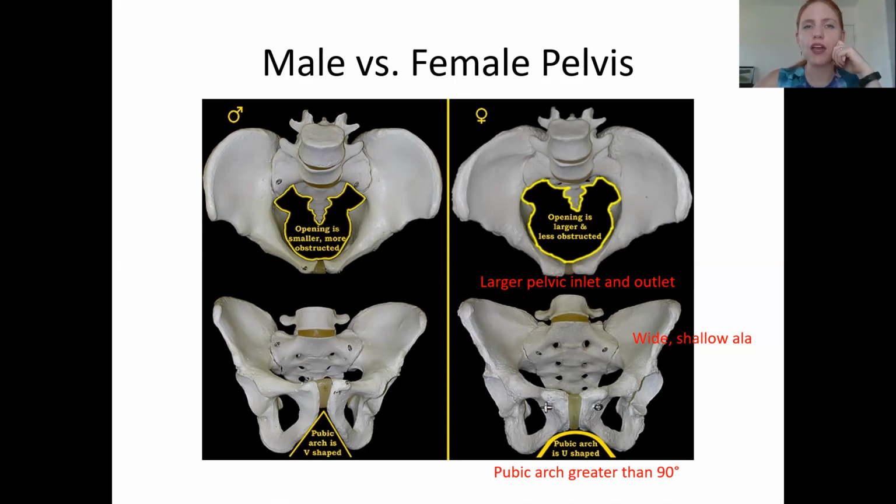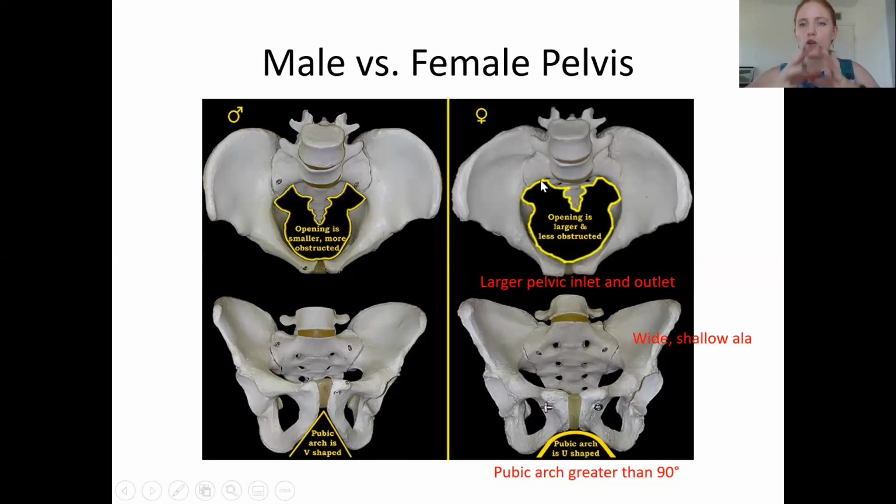So thinking about male versus female, remember that females, you know, we give birth. And so we're very specialized to make sure that we give birth. And so we need to make sure that the pelvic inlet and the outlet are nice and big, so it's not very obstructed, so as the baby's head is going through, it can fit through. Okay, so for males, you'll have a smaller pelvic inlet. And for females, it'll be broader, which creates a bigger pelvic inlet there.